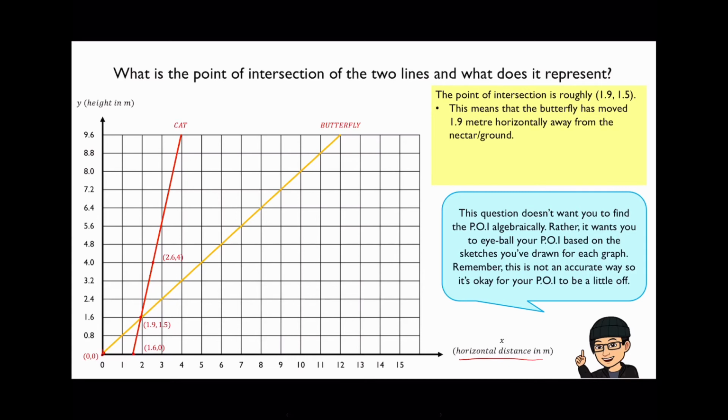And the second value, 1.5, what does that mean? Well, 1.5 meters in this case is the vertical height where both the cat and the butterfly are at the same level. So this is the height where the cat catches the butterfly mid-air. So they're both going to be 1.5 meters above the ground. And this is how you should be answering the question.